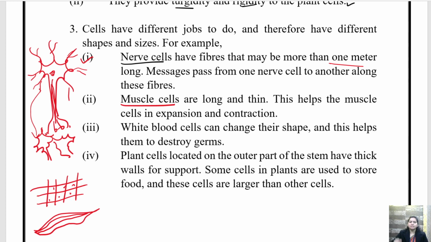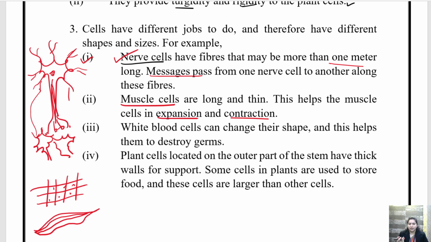But basically muscle का क्या काम होता है? Muscles help in expansion and contraction, isn't it? हम क्या करते हैं? Muscles को expand करते हैं या muscles को contract करते हैं. So the main function of muscle cells is expansion and contraction. Nerve cell का क्या काम होता है? Messages transfer करना. जब message transfer होता है, then only we react.